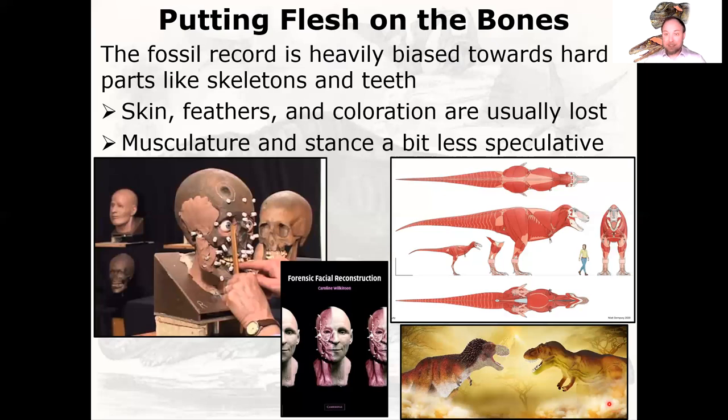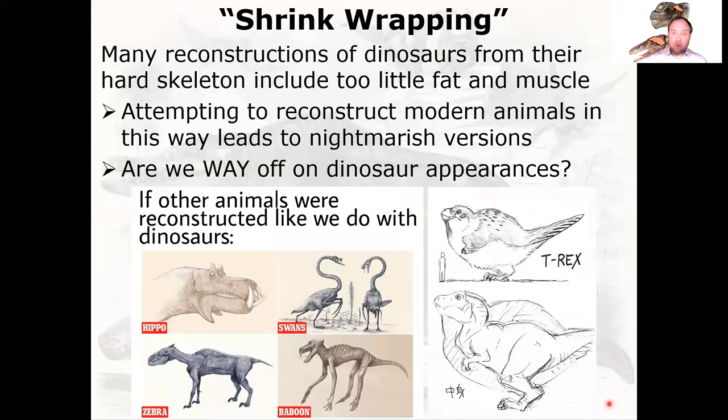And by looking at living analogs and by looking at whatever small evidence we have, we try to fill in the gaps. One common source of error, or I should say obvious error, in some of these reconstructions is that many of these renditions of dinosaurs take the skeleton and just shrink wrap the skin over it, like a vacuum seal right onto the skeleton, where there's not a lot of fat, not a lot of muscle. And so the animal doesn't really even work.